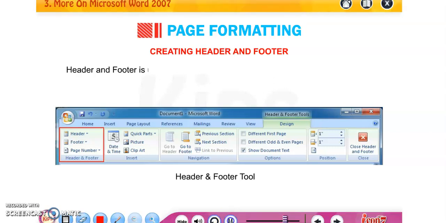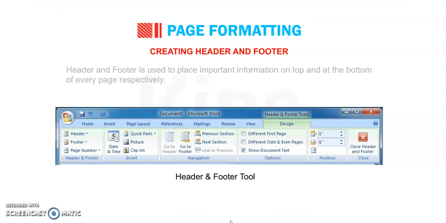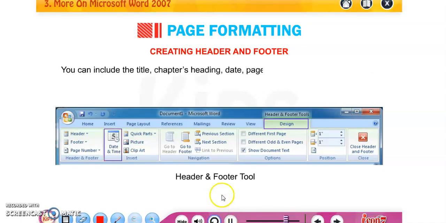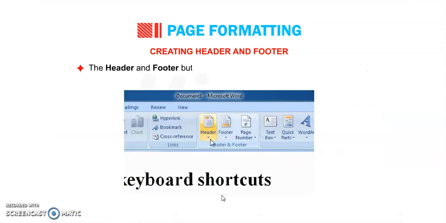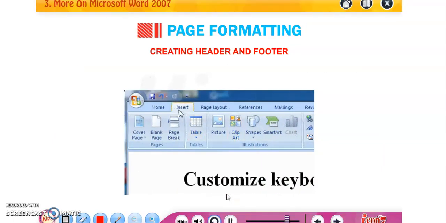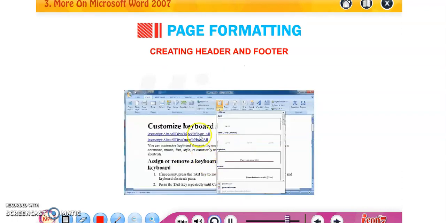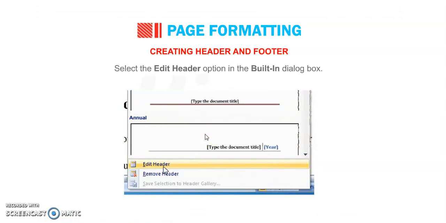Okay. Header and footer are used to place important information at the top and at the bottom of every page respectively. Now you can include the title, chapter's heading, date, page number, author's name, etc. in this section. The header and footer buttons are found in the Header and Footer group on the Insert tab. Now click on the Header button. This is the Header button. Now, creating a header and footer, select the Edit Header option in the built-in.